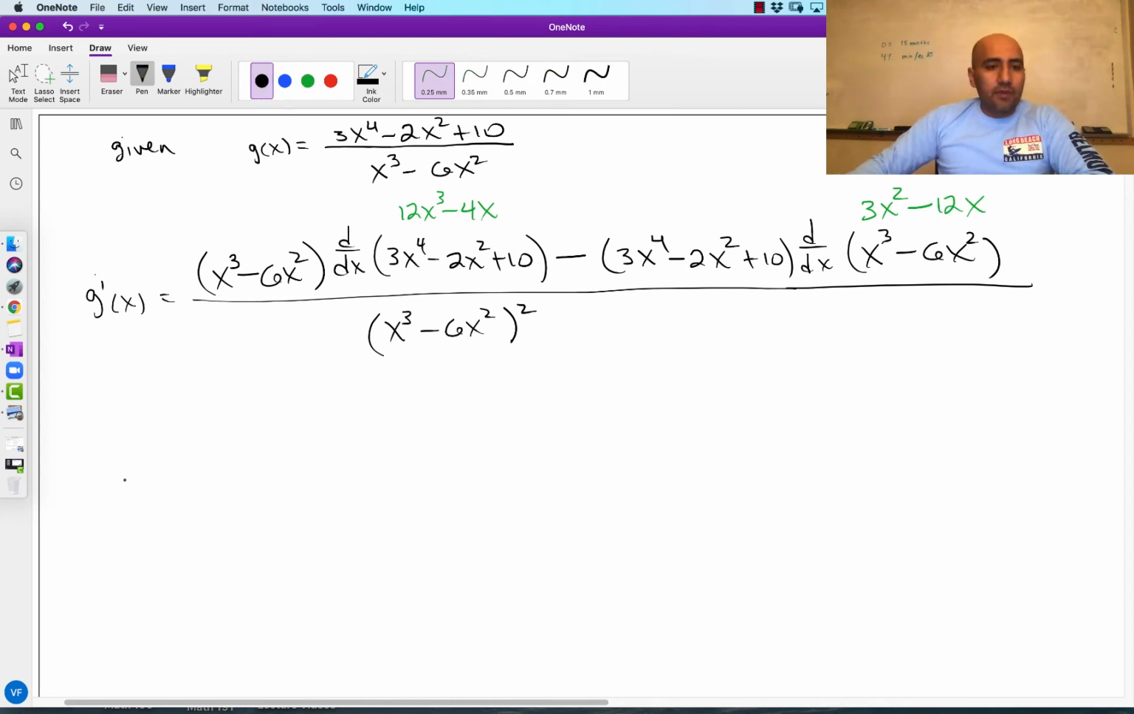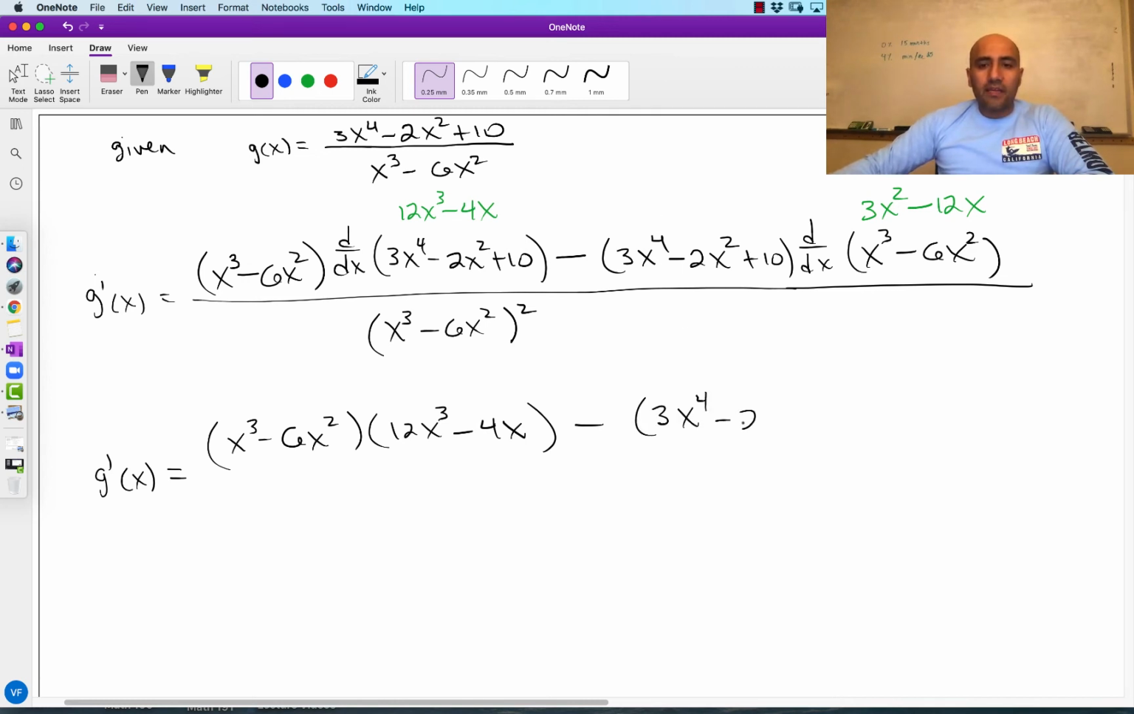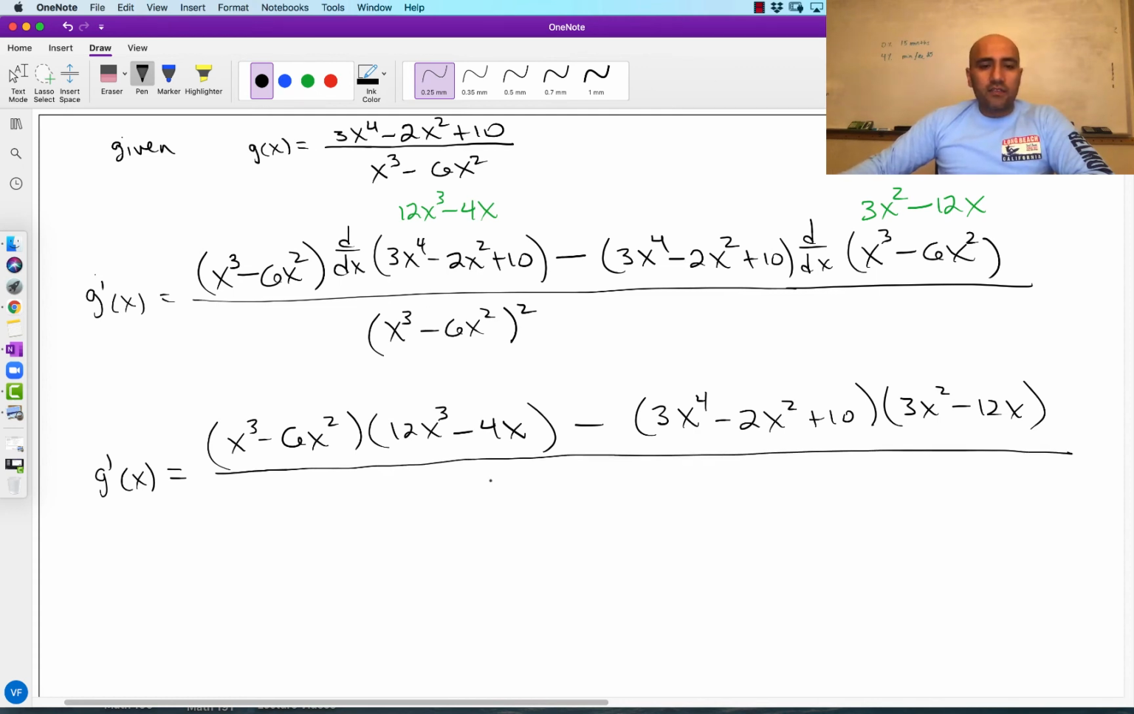So now we can just copy the whole thing. g prime of x is equal to x cubed minus 6x squared times 12x cubed minus 4x, minus, and now this guy becomes 3x to the fourth minus 2x squared plus 10 times, and now this guy becomes 3x squared minus 12x, divided by x cubed minus 6x squared, and then the whole thing gets squared.